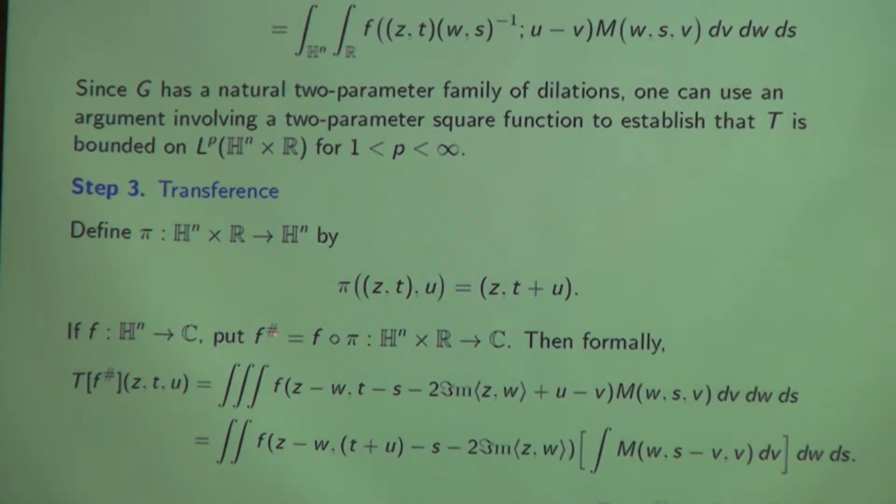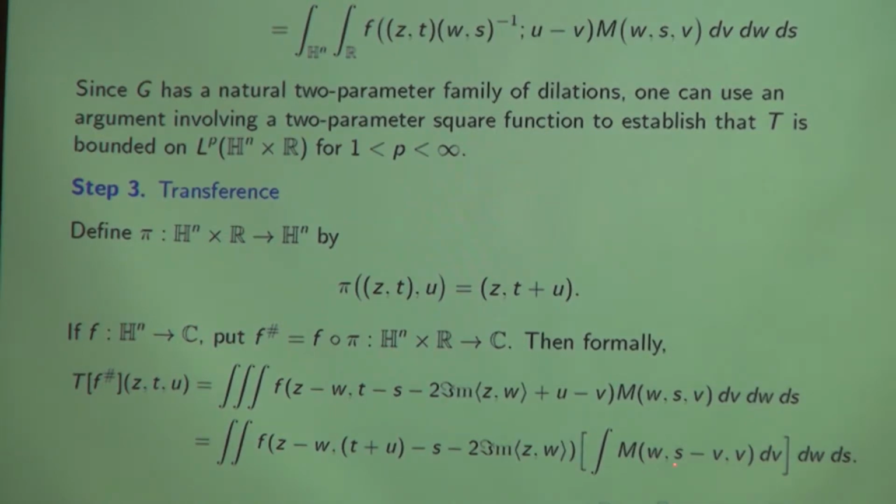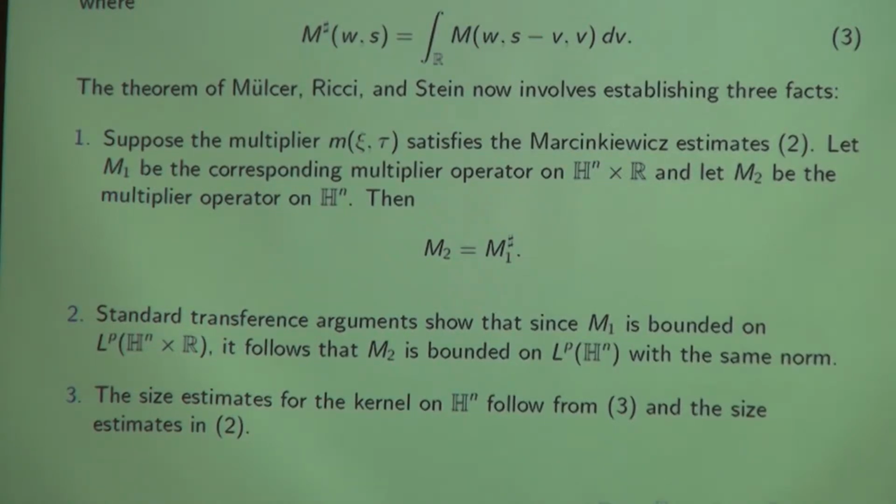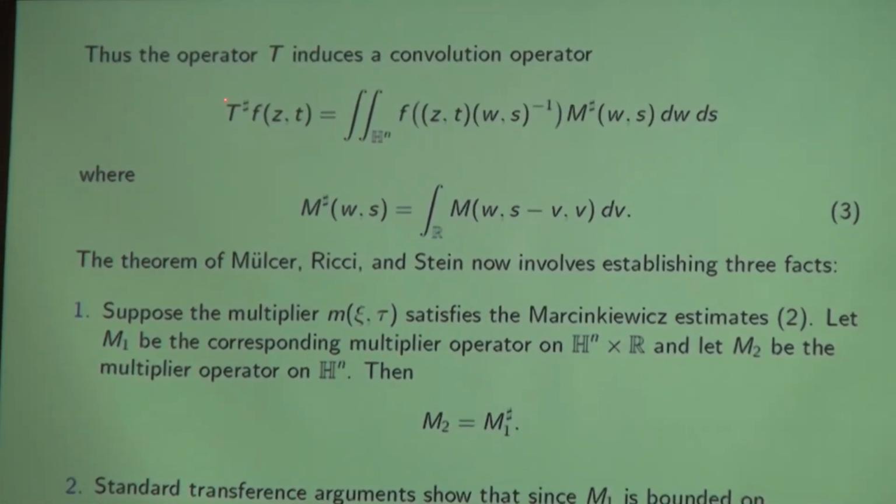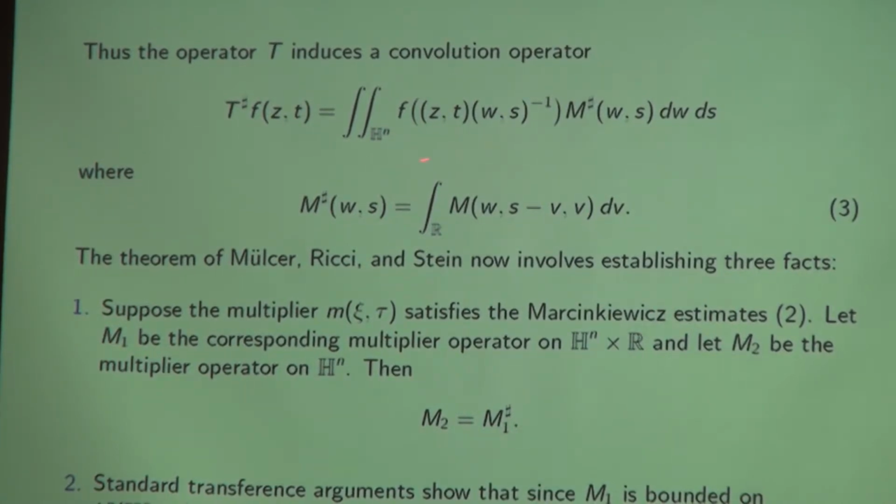The idea is that the operator that I have up here is, let's see, have I written this right? I pull the function up to Hn cross R, and now I'm going to apply the operator t to this. Well, this is what it is. But the point is that because f is the pullback, I can put the integration in V inside, and what it looks like is an integral of f simply on Hn against a function of W, and I'm sorry, yes, W and S, right? So what this really says is that the operator t that I had upstairs induces a convolution operator downstairs, all right?